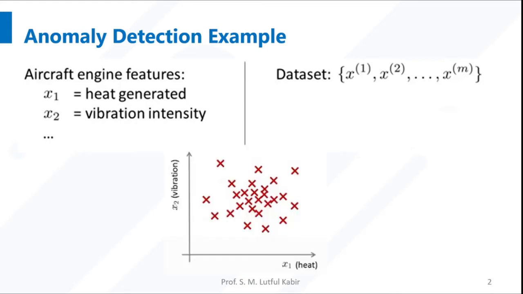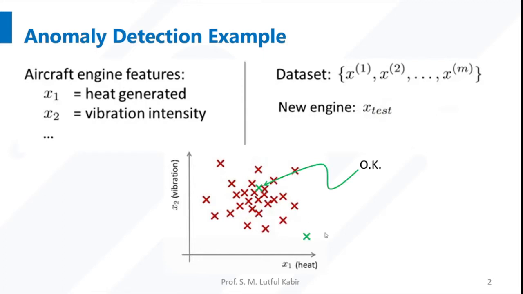So let us take only two features, x1 heat generated and x2 vibration intensity, and you plot the data, and the data may lie over there, marked by red crosses. Similarly, if you now want to test whether a new engine is within this data or outside the data, you collect the features of that engine and you plot that point over there. If it is over there, that means within the given data, then we call the engine okay.